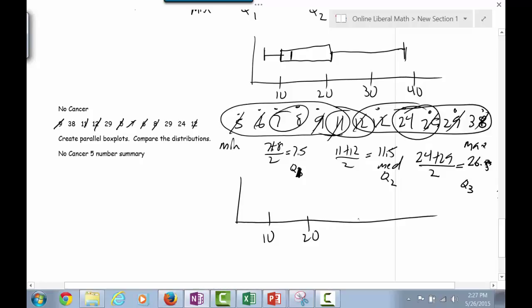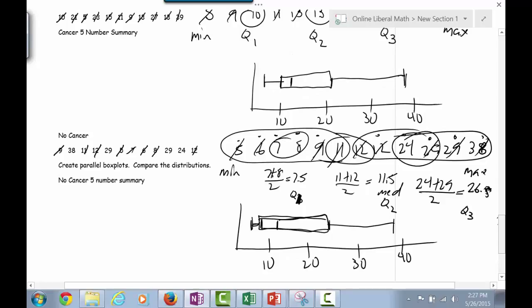So 10, 20, 30, and 40. All right, so min of 5, Q1 of 7.5, so really close there. 11.5, and then 26.5, so all the way over there. And 38. Okay, so both sets of data are right skewed, and it looks like the no cancer group has a larger Q1 to Q3, so a good 50% chunk of the data is within a larger range than the cancer group.